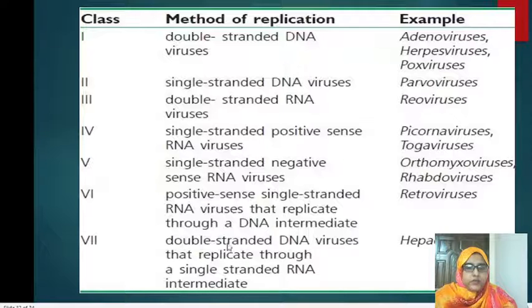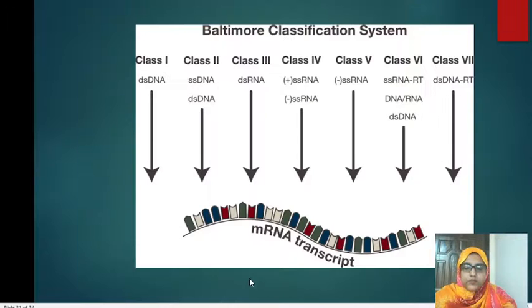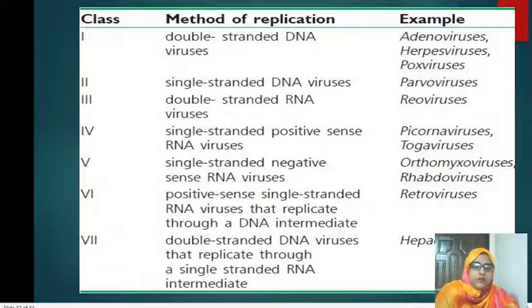Then the last one is double-stranded DNA viruses, which also replicate through a single DNA, single RNA intermediate. Here is the DNA intermediate, here is the RNA intermediate. This RT stands for reverse transcriptase, which carries out transcription. Okay, and hepadnavirus is an example.